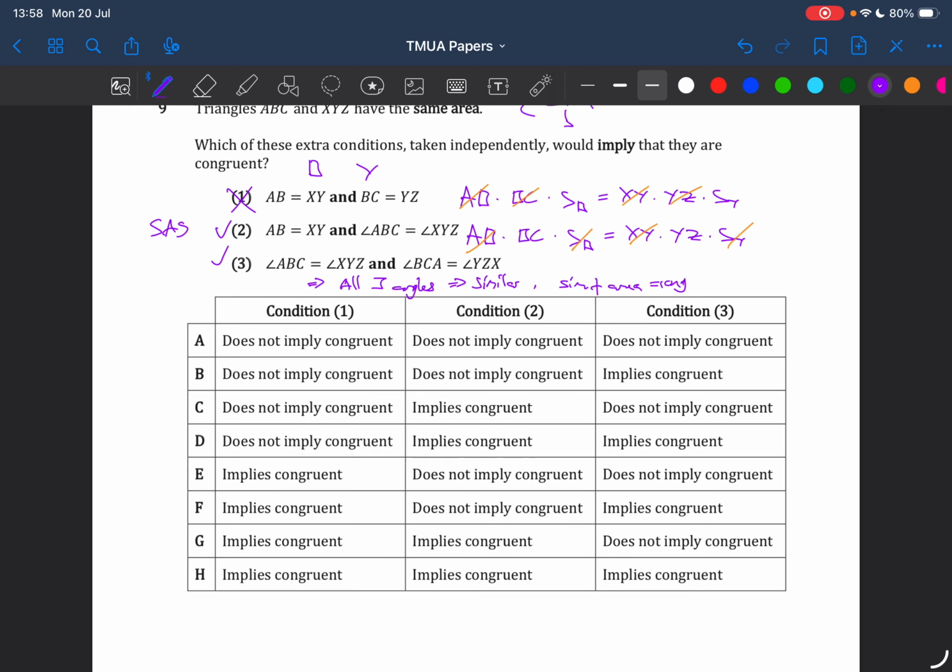So it should be not 1, but yes for 2 and 3. So not 1, so it can't be down there. It needs to be one of those. Yes for 2, so it can't be up there. And yes for 3, so it can't be there.